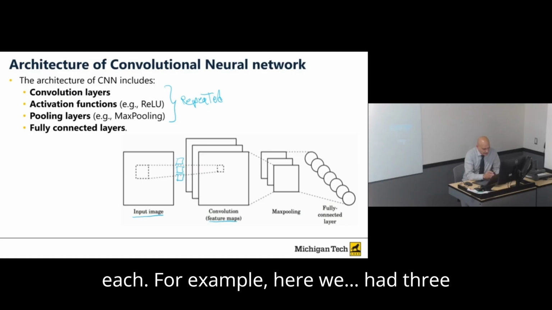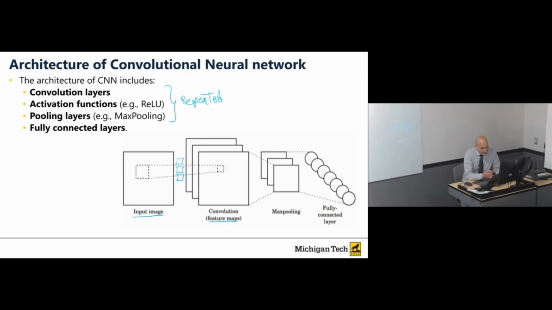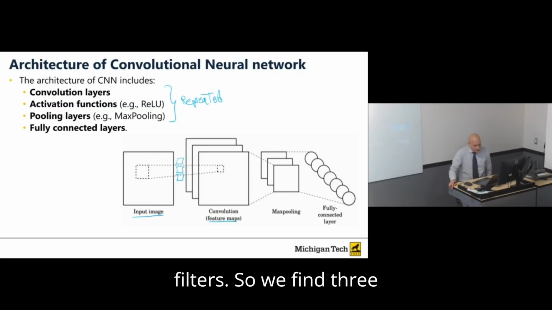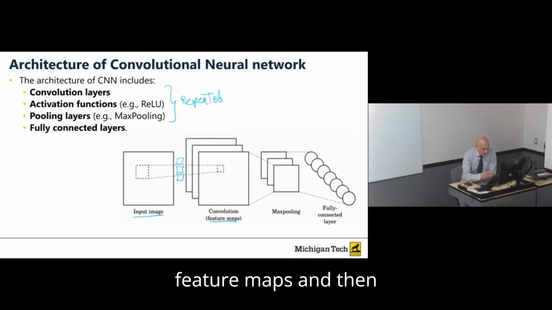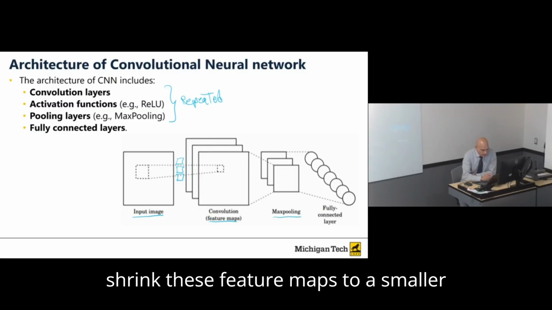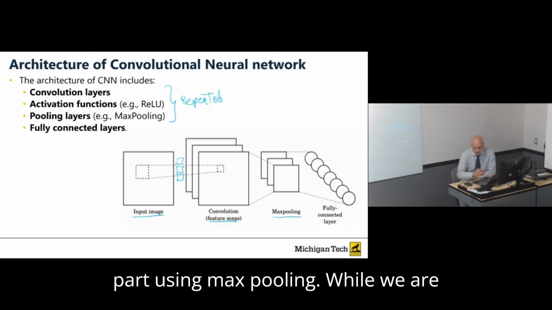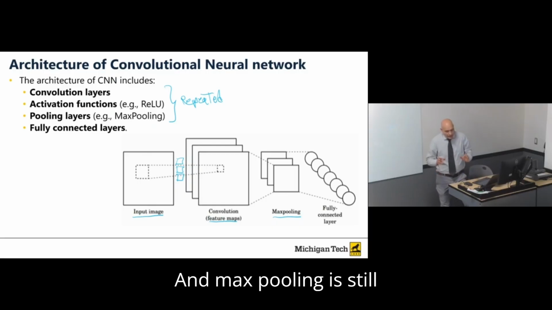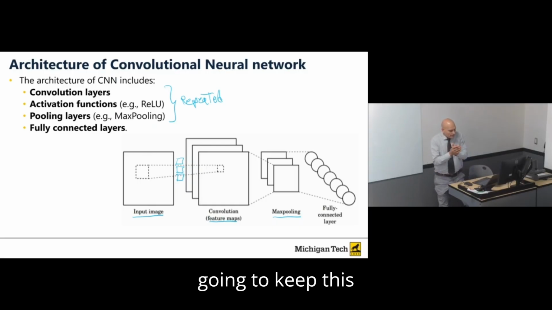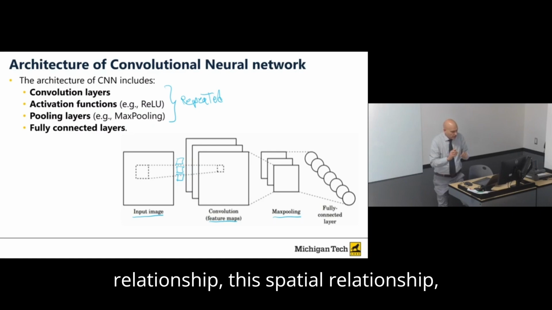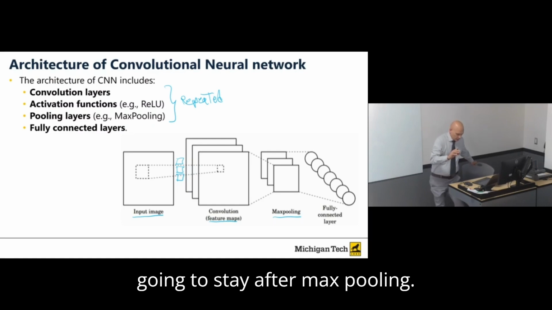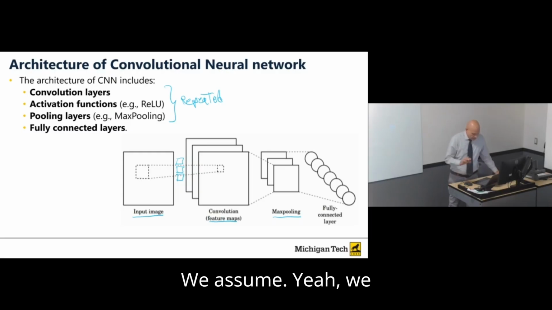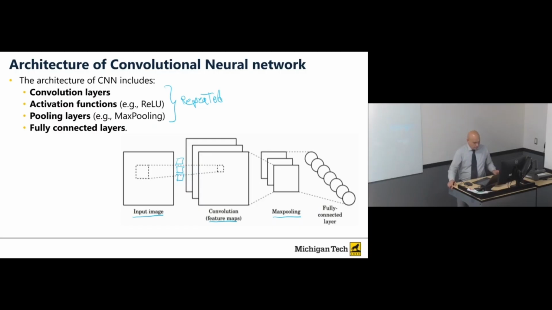For example, here we had 3 kernels or 3 filters. We call them filters too. So we find 3 feature maps and then shrink these feature maps to a smaller size using max pooling. Why are we doing that? We want to make it simpler. Max pooling is still going to keep this spatial relationship. We assume that's going to stay.